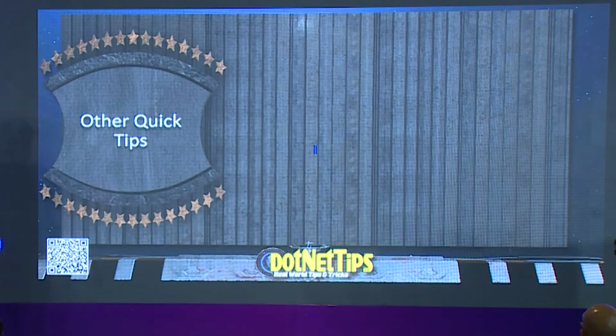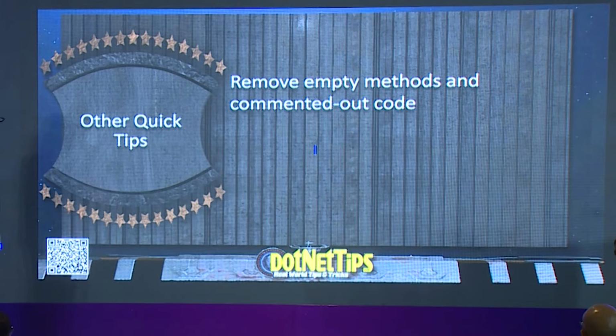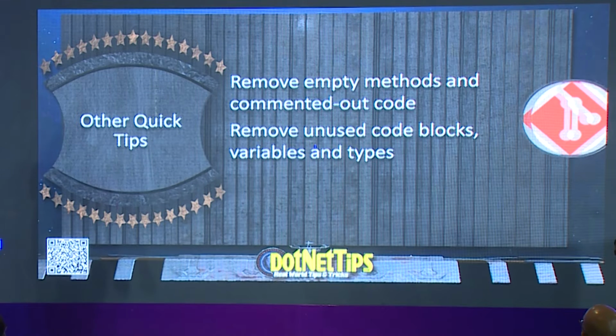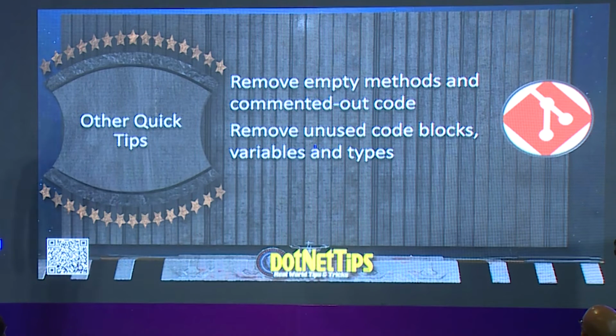Other quick tips: remove empty methods and commented out code. It just clutters up the code and makes it harder to read. You don't need it. That's what source control programs are for, repositories. Just get rid of it. You can get it back later if you need it, okay? Remove unused code blocks, variable types, etc. Again, when we're coding and developing, we might create parameters for a method, and then we stop using them, but we don't remove the parameter from the method, okay? You need to do that too, okay?